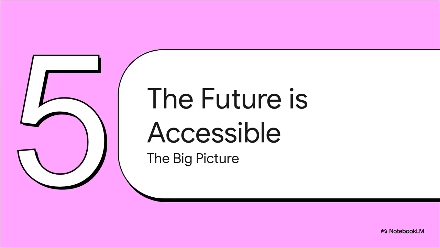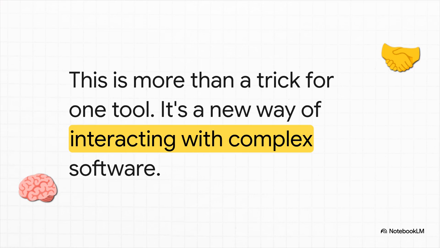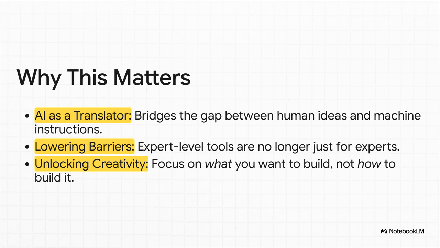Okay, so this is obviously super cool, but let's zoom out for a second. What does it all really mean? Because this is bigger than just one cool trick for one tool. See, this isn't just a clever little hack. It's really a preview of a whole new paradigm, a fundamental shift in how we're all going to interact with complicated software. So why is this such a big deal? Well, first, AI becomes the ultimate translator. It bridges that huge gap between our human ideas and the complex instructions the machines need to work.